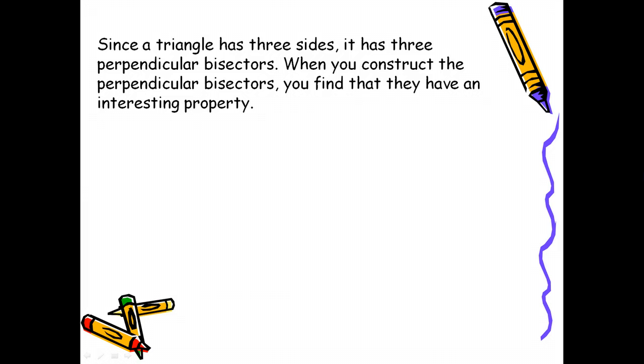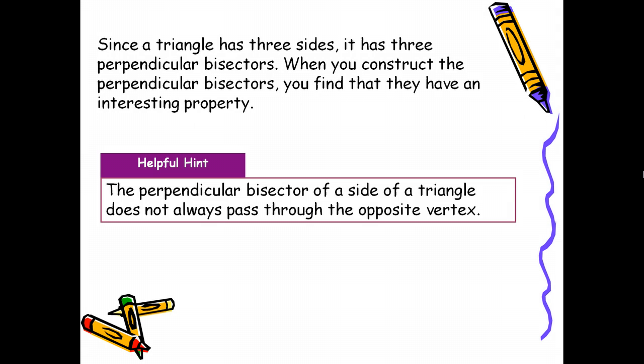Since a triangle has three sides, it has three perpendicular bisectors. Remember that a perpendicular bisector is a line or a segment that bisects another segment. When you construct the perpendicular bisectors, you'll find that they have an interesting property. The perpendicular bisector of a side of a triangle does not always pass through the opposite vertex.